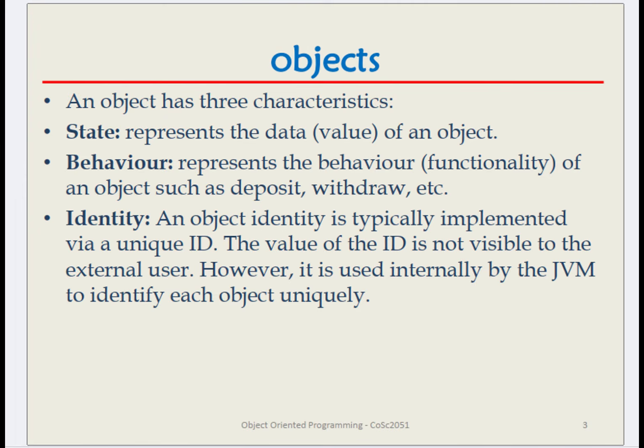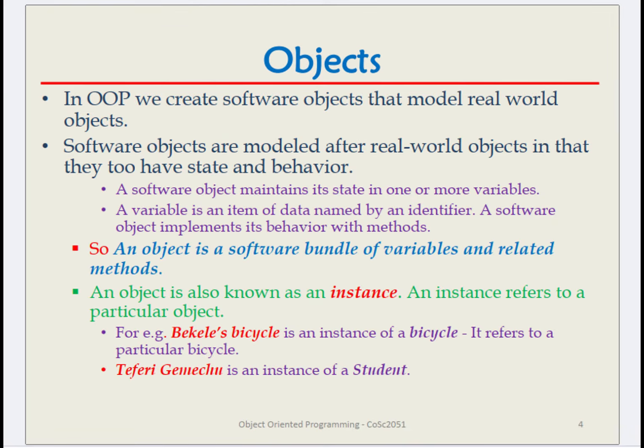Object-Oriented Programming, COSC 2051-3. Objects. In OOP we create software objects that model real-world objects. Software objects are modeled after real-world objects in that they too have state and behavior. A software object maintains its state in one or more variables. A variable is an item of data named by an identifier. A software object implements its behavior with methods. So an object is a software bundle of variables and related methods.